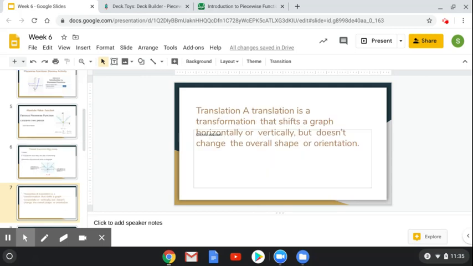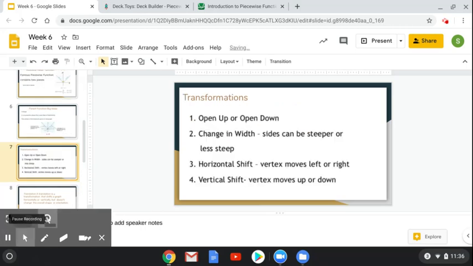So then you're going to compare the different types of transformations that you can do on the coordinate plane to the parent function. Transformations would be to reflect it, have the absolute value function pointing up or down. You could change the steepness or the width of it, making it more or less steep. You could shift it horizontally, left or right, or shift it vertically.